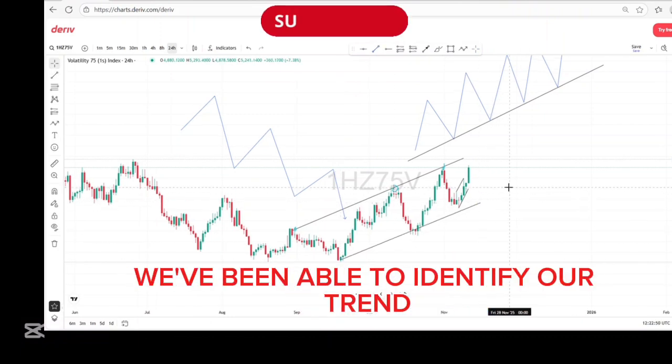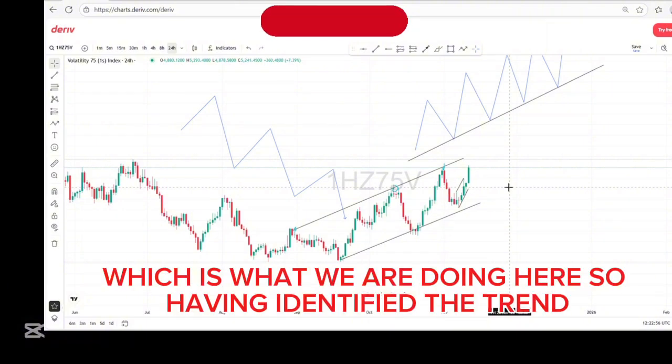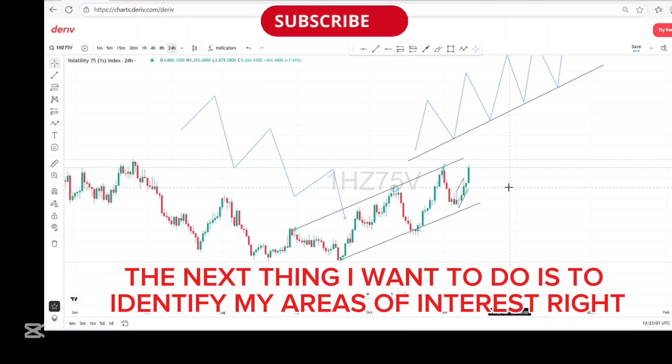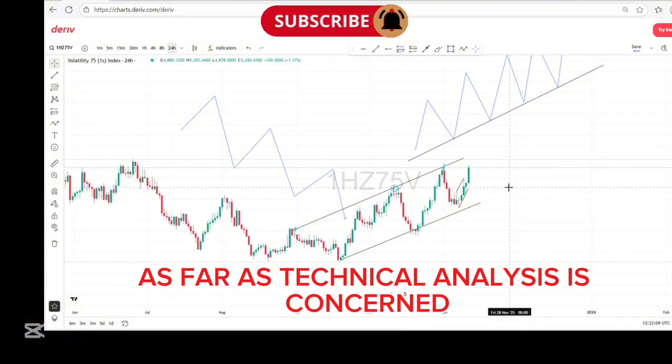So first of all, we've been able to identify our trend, which is a key aspect of technical analysis, which is what we are doing here. So having identified the trend, the next thing I want to do is to identify my areas of interest, right? My key levels. Key levels are very important as far as technical analysis is concerned.